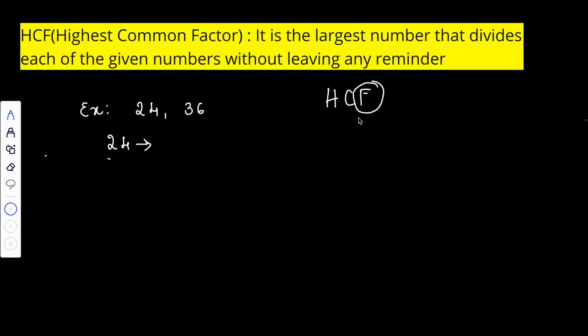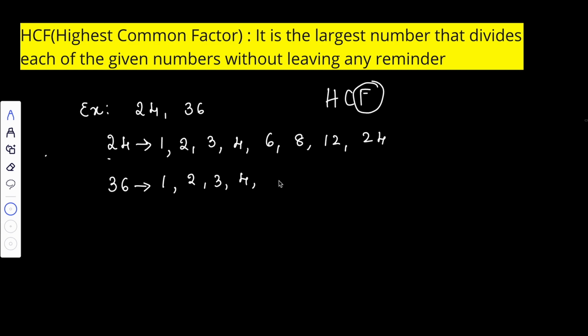Factors means the numbers by which we can divide this. We find the factors of 24. We can divide by 1, 2, 3, 4, 6, 8, 12, then by 24 we can divide. Then we find the factors of 36. 36 can be divided by 1, 2, 3, 4, 6, 9, 12, 18 and 36. These are the factors of 24 and 36.